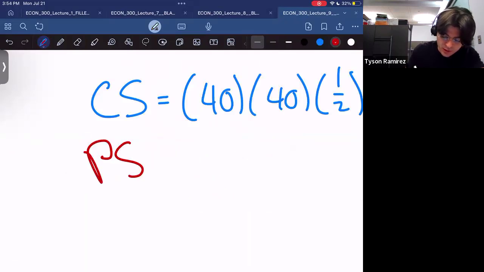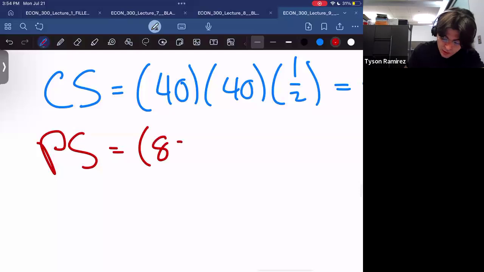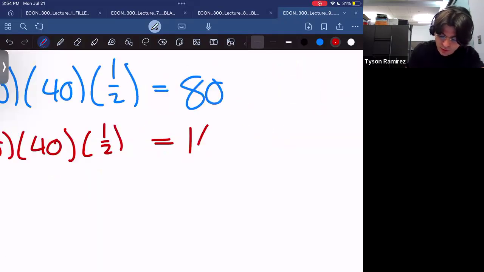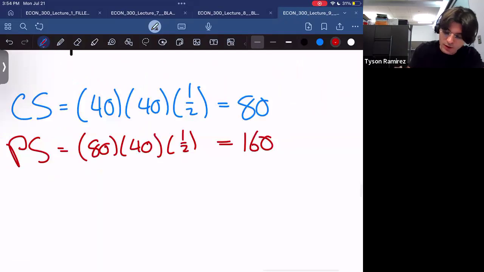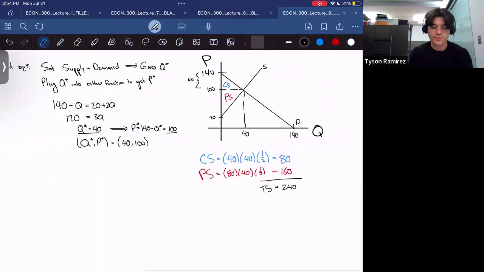Meanwhile, producer surplus is equal to, well, now this gap is our height of the triangle. The base is the same. So we'll have 80 times 40 times 1/2. And that, of course, is going to equal 160. And then I don't think I asked for this, but it's always good to see total surplus is equal to 240. All right, so that's the maximum surplus we can get in this market.